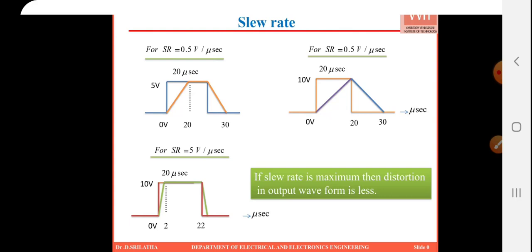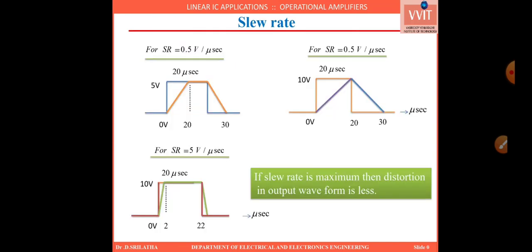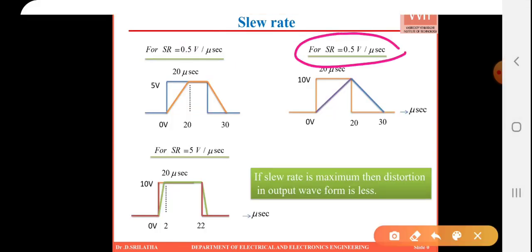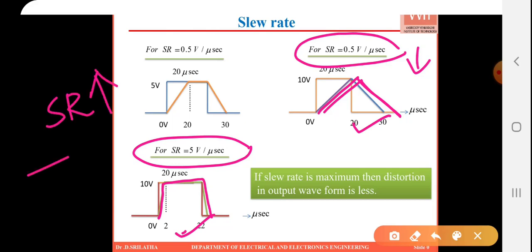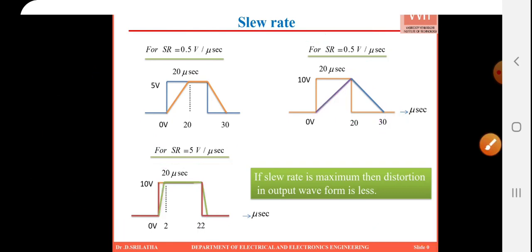You see, if the slew rate is 0.5, which is low, then the waveform is a triangular waveform like this. If the slew rate is very high, 5 volts per microsecond, the waveform looks almost similar to the input waveform signal. So that's why the distortion is less compared to this waveform. So if the slew rate is high, the distortion in the output waveform is less.